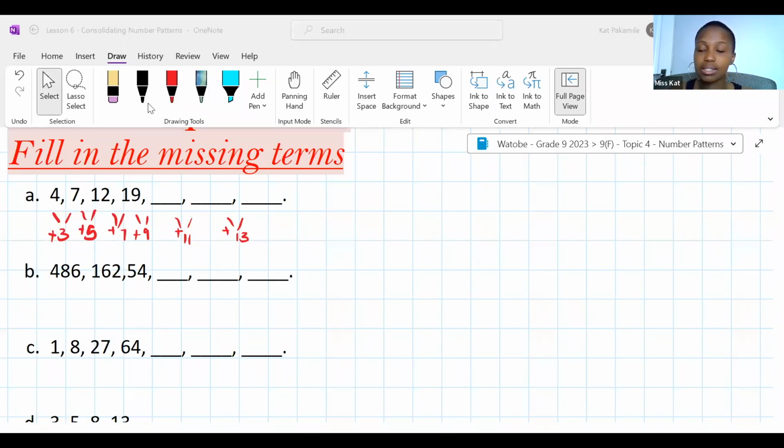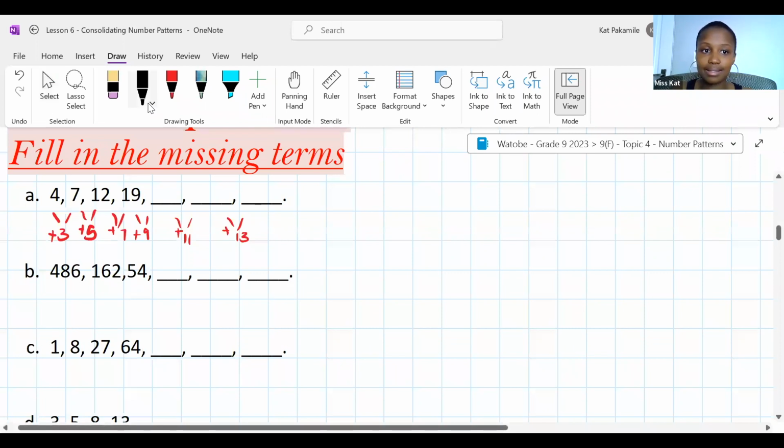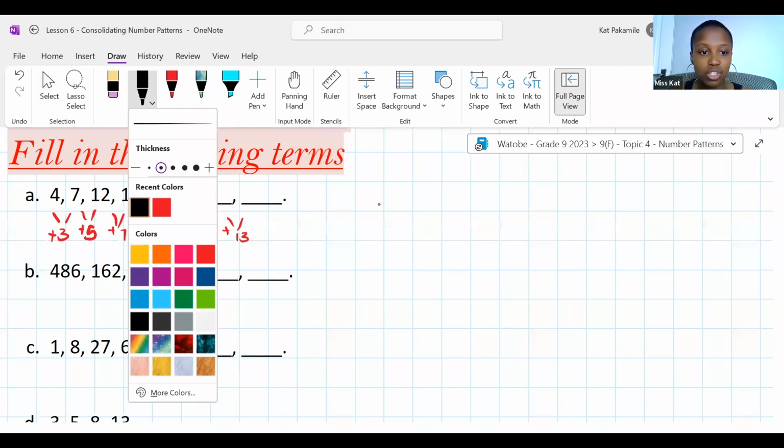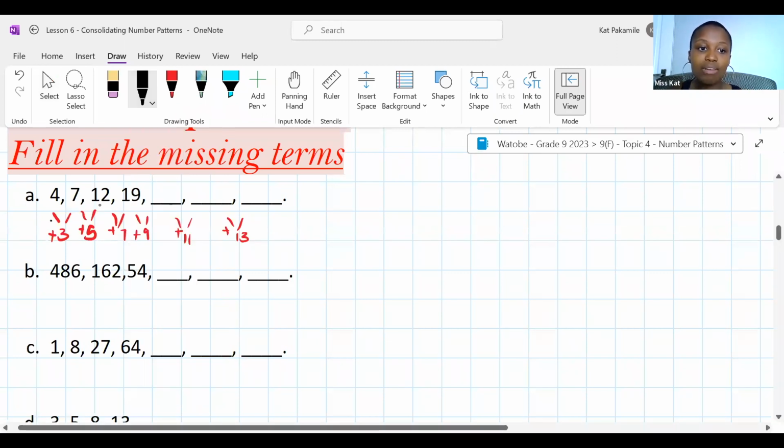So what are my next 3 terms, guys? What are my next 3 terms? Bridget, check again. Remember, we're going from 19 and we have to add 9. Rutu says it's 28. And then the next one, 39.